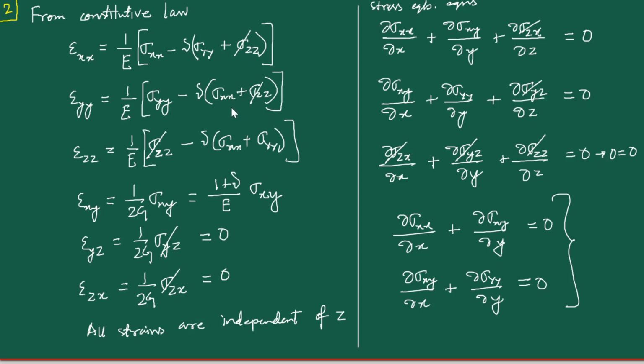So let's substitute these things as well as this expression of epsilon xy in terms of sigma xy. Let us number these equations, it will be easier to keep track of these things. So this one is 1, this is 2, this is 3, this is 4, and let's now call these 5 and 6. You understand that epsilon yz is 0 and epsilon zx is 0.